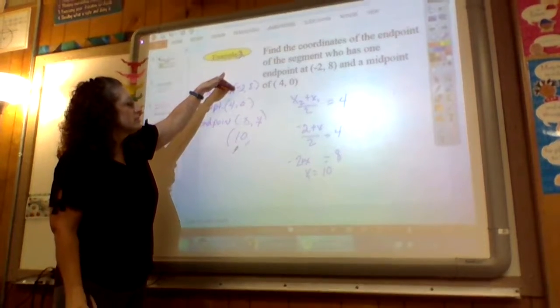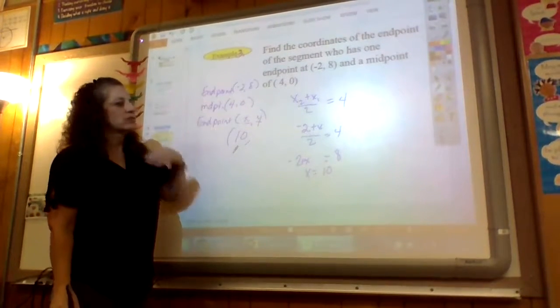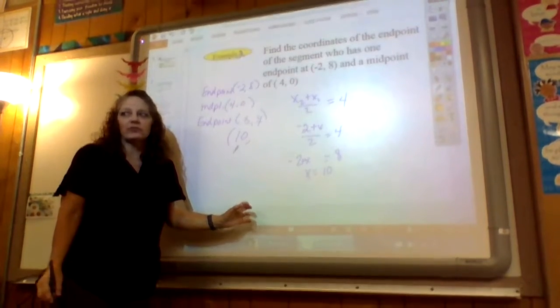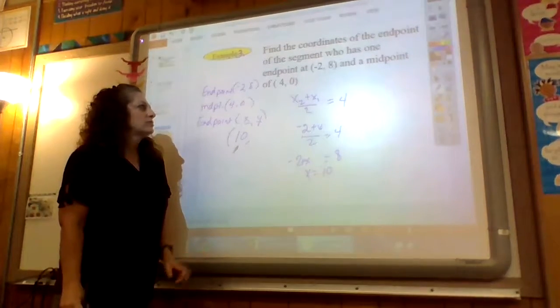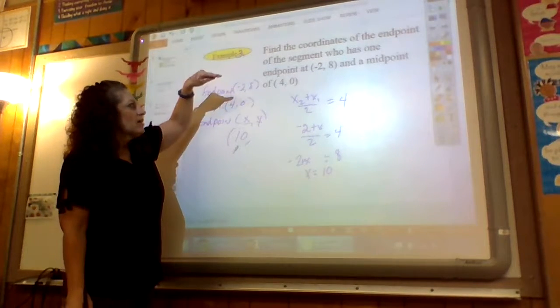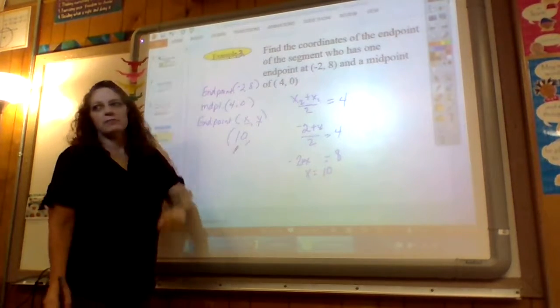10 plus negative 2 is positive 8. Cut in half is 4. Okay, so I found the x coordinate. I'm going to do the same thing for the y. Skylar, can you set up the equation for me to help me figure out these two values to equal that?